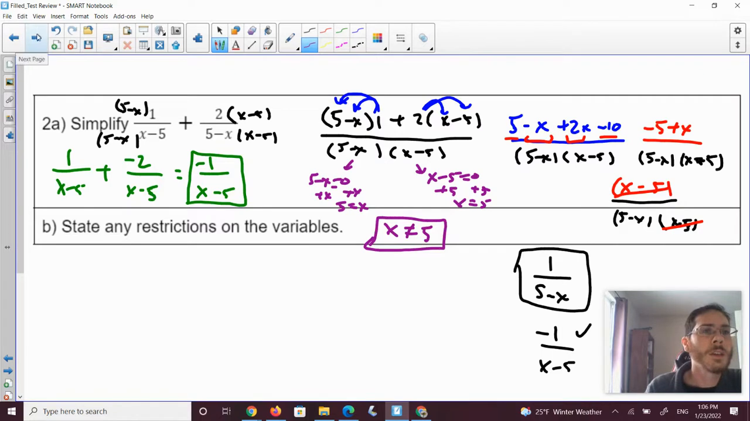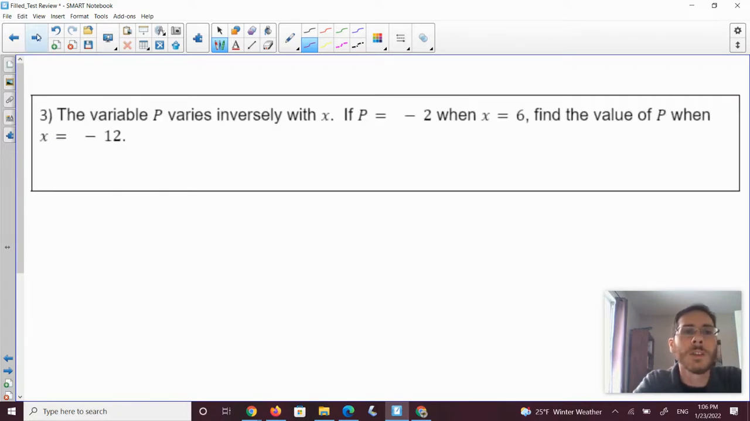All right. Moving on to number 3. So number 3 says the variable p varies inversely with x. If p is equal to negative 2 when x equals 6, find the value of p when x equals negative 12. So first of all, we notice we've got the word inversely. So if p is going to vary inversely with x, that means we want to write the equation p times x is equal to k.